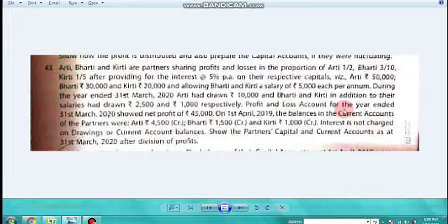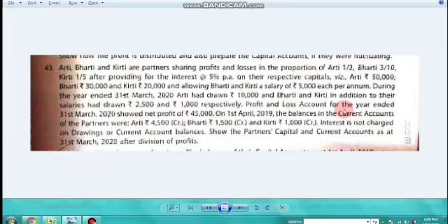So the capitals are 50,000, 30,000, 20,000. During the year ended 31st March 2020, Aarti had withdrawn 10,000 and Bharti and Kirti withdrew 2,500 and 1,000 respectively. The profit and loss account for the year ended showed a net profit of 45,000.